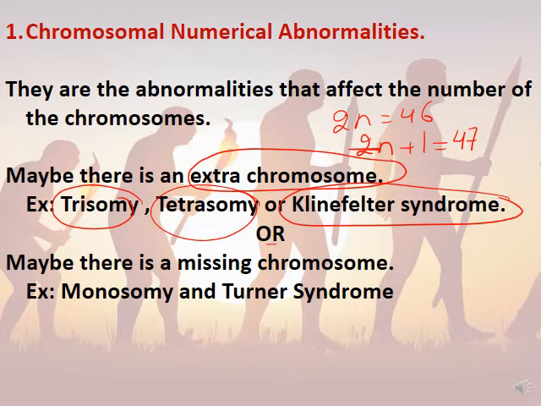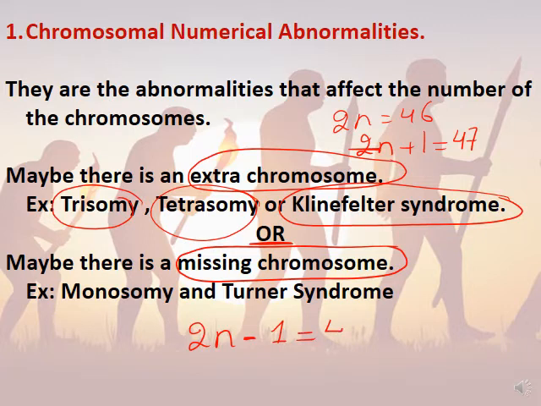Or it's going to be a missing chromosome, so we have one chromosome less. Like the case 2n minus 1, equal to not 46 but 45, comma, XX or XY, depending on the given. So you have a missing chromosome, like the cases of monosomy or Turner syndrome, which we're going to talk about in the coming slide.